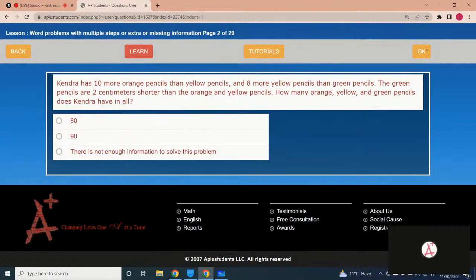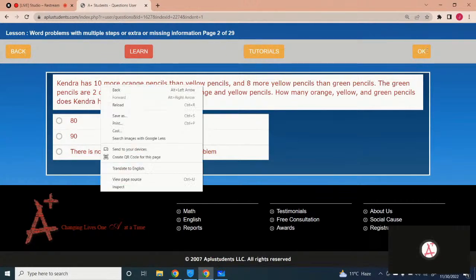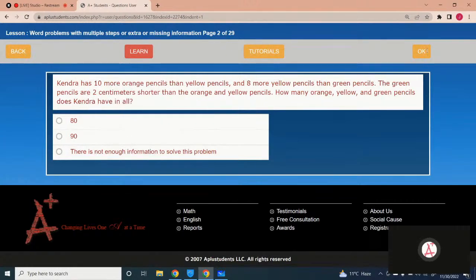Okay, 10 more orange pencils than the yellow pencils, and 8 more yellow pencils than the green pencils. You are not given any number of pencils. They just said they have 10 more than yellow and 8 more yellow than the green, but you are not given how many green pencils there are. Got it? So that means the information is not enough to solve the problem.